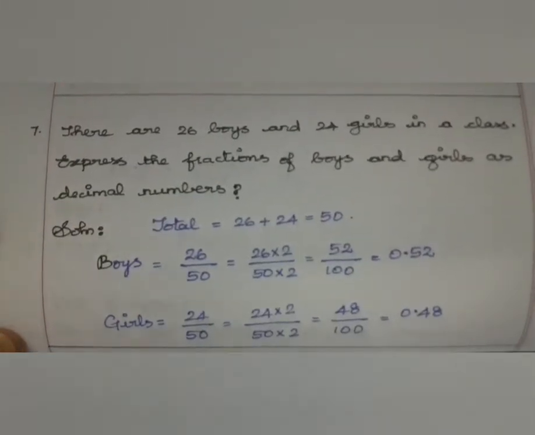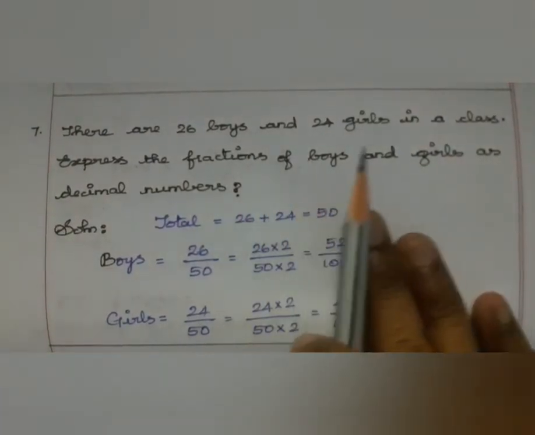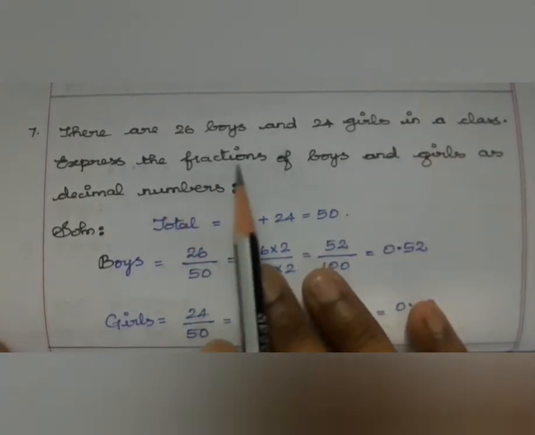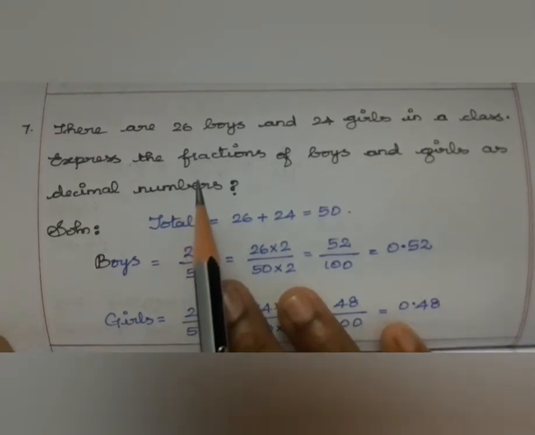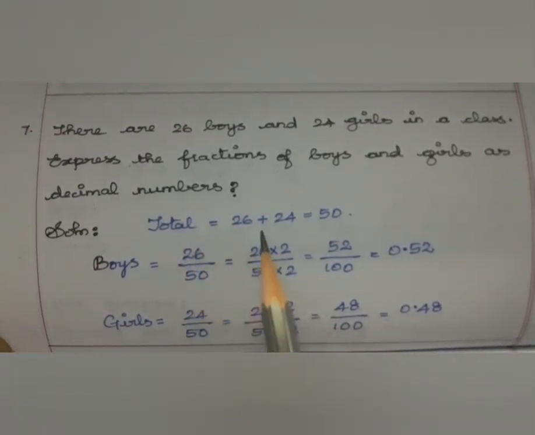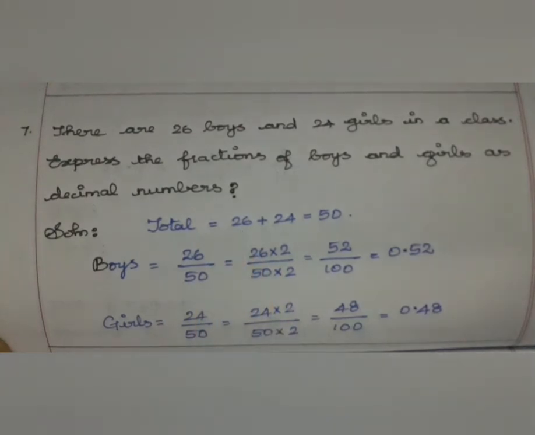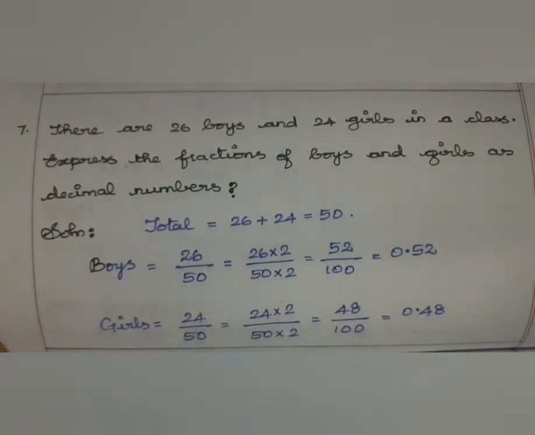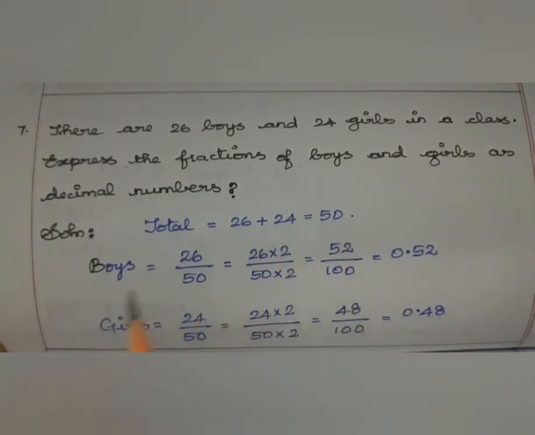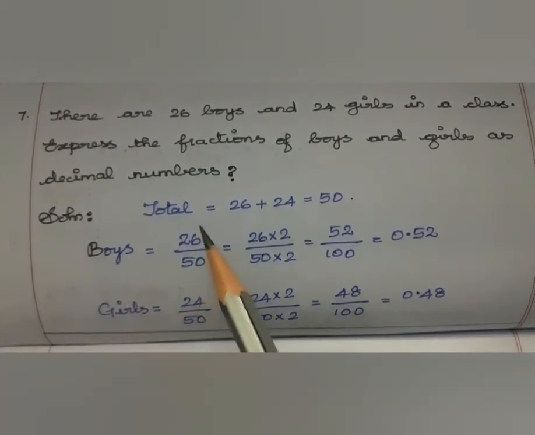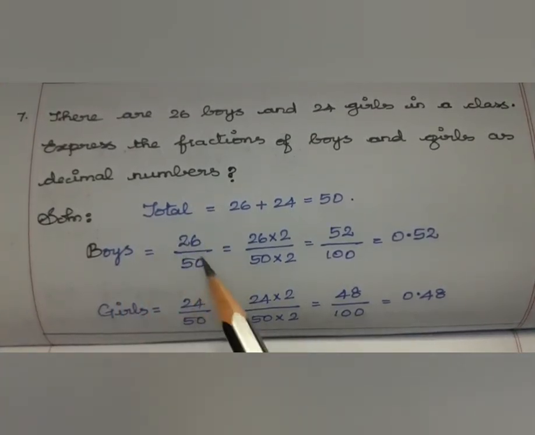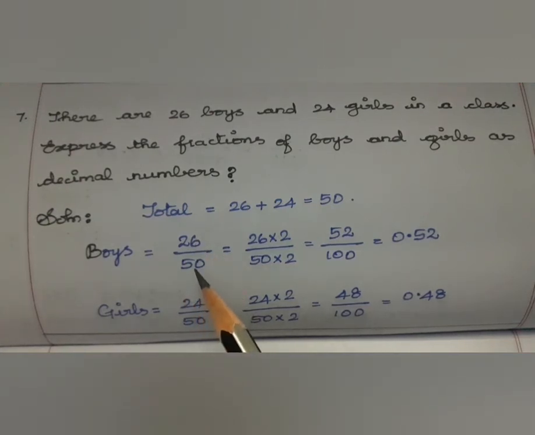Next, seventh question. There are 26 boys and 24 girls in a class. Express the fractions of boys and girls as decimal numbers. So they have given the total number of boys and girls: the total number of boys is 26 and the total number of girls is 24. Totally when you add it, it is 50. So when you want to find the boys fraction, you have to divide the number of boys by the total number of students. The number of boys is 26 and the total number of students is 50.